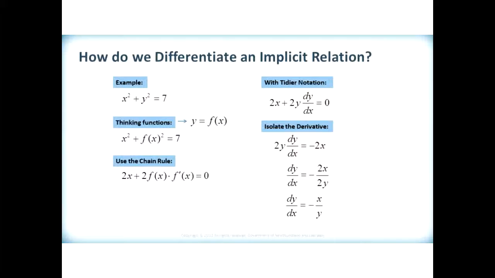So what we want to do here is remind ourselves that with implicit relations, we've got our x and y variables kind of bouncing all over the place. It's not neat and tidy with y on one side and x on the other side. So in order to make sure we get this done correctly, it's important to keep in mind that usually y is a function of x. If y is a function of x, then x squared plus y squared equals 7 can be written as x squared plus f of x, squared, equals 7.